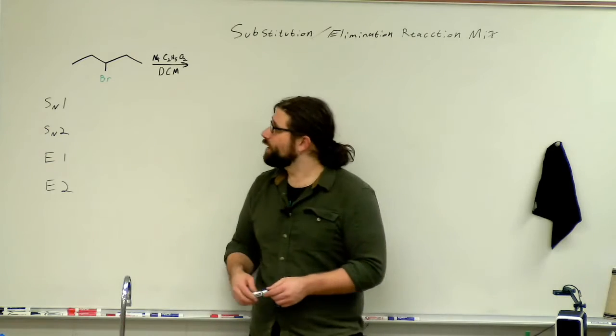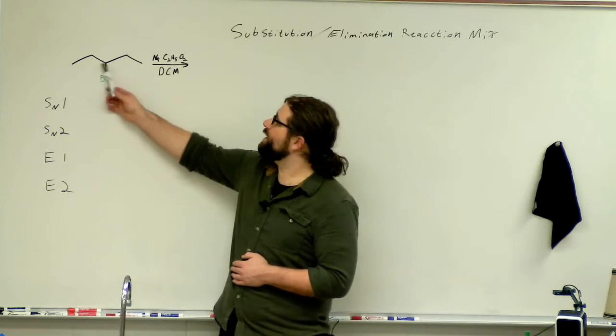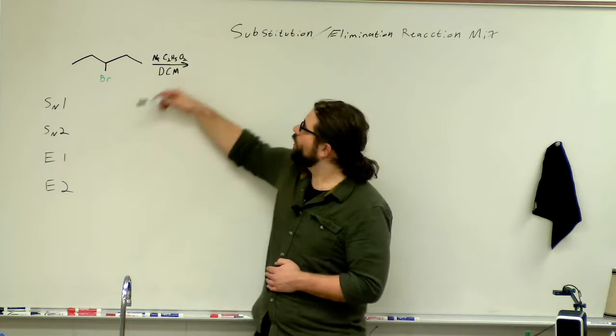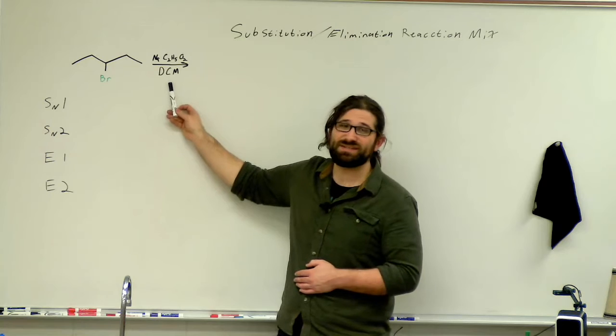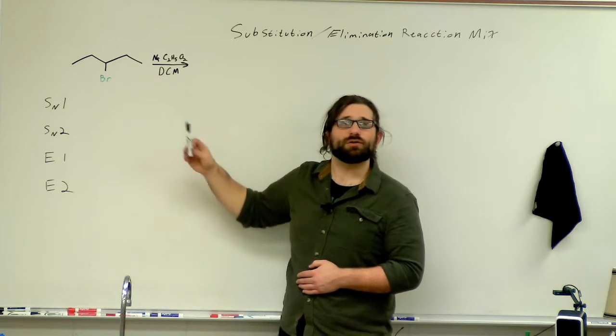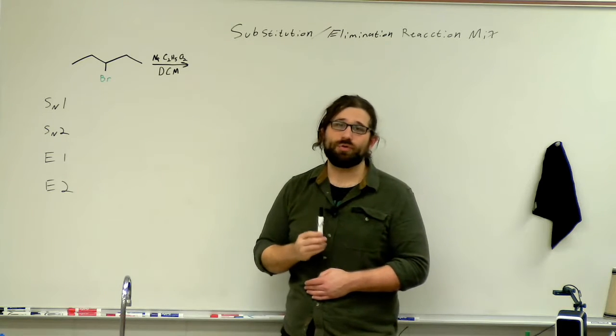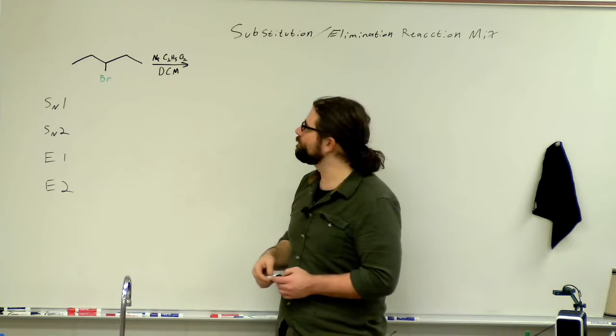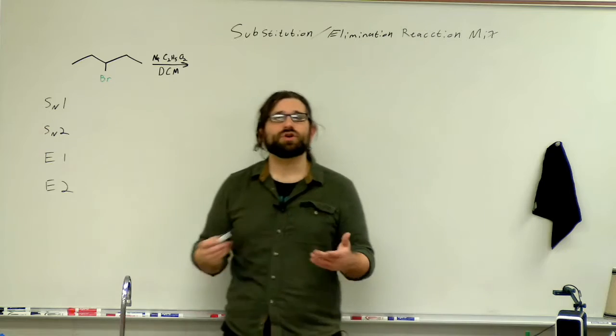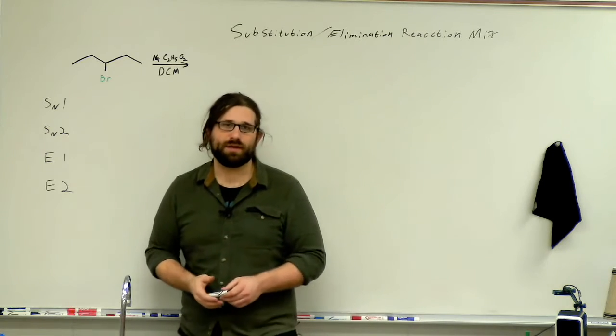In this reaction, I have a pentane attached to a bromo group, which is being reacted with sodium acetate in a solvent of DCM. DCM is dichloromethane. It is an aprotic solvent. It is very polar, but it has no hydrogen binding whatsoever. So let's take a look at our flowchart and determine which reactions we're going to be having here.